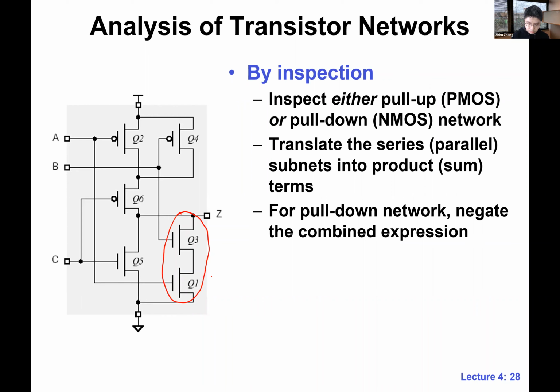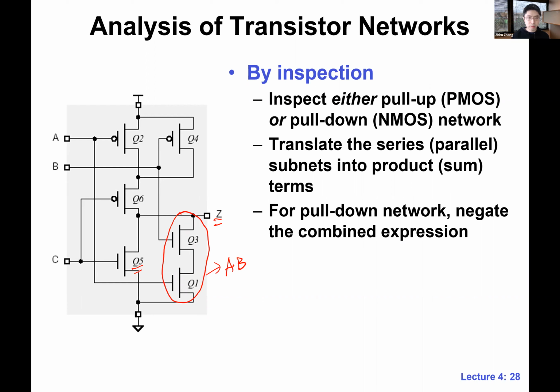AB, right? For this one to make a connection, we just need AB. Let's worry about Z later. Okay. We need both A and B to be high, right? To make a connection. How about this one?